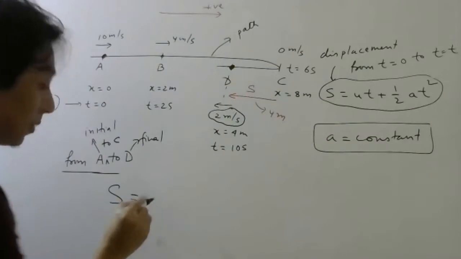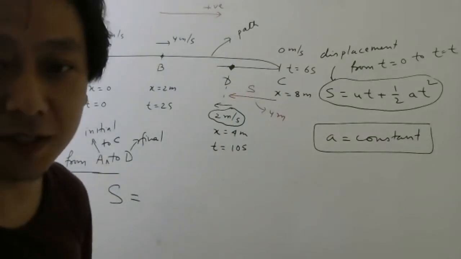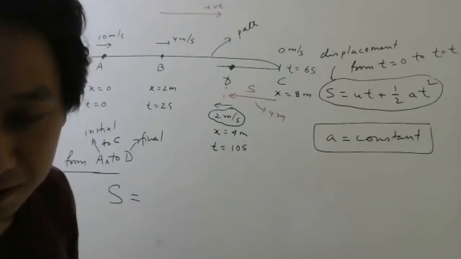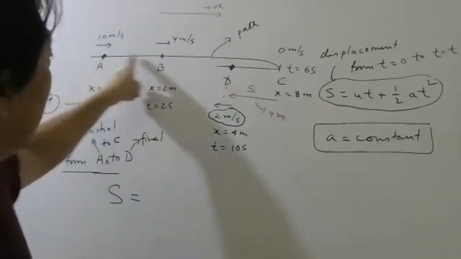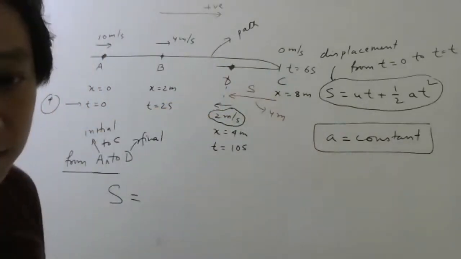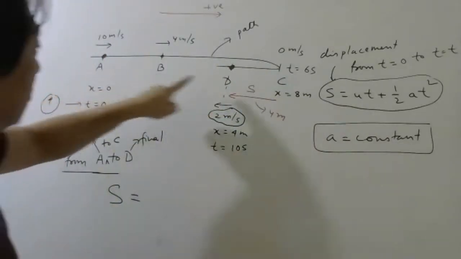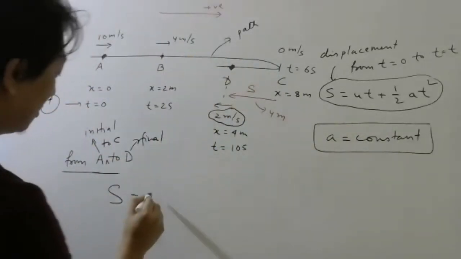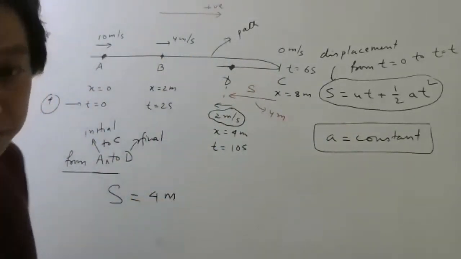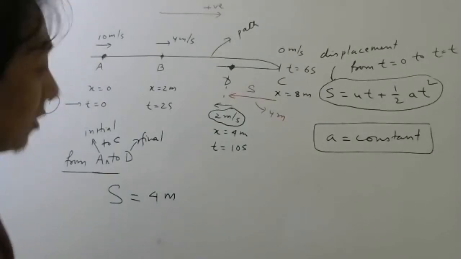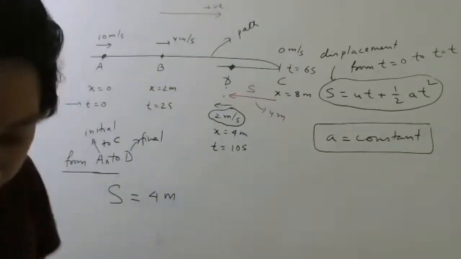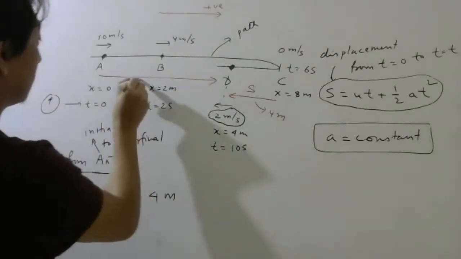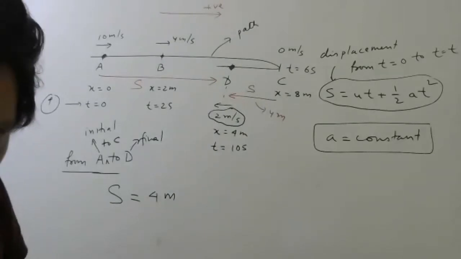Remember, S is displacement, and I told you on the first day, displacement is the shortest distance from initial to final. So what is the displacement from A to D? From 0 to here is 4 meter. The diagram is not perfect, it should be in the middle here. So 4 meter. Plus or minus? Plus, because it is this side. Your displacement will be like this. So it will be plus.